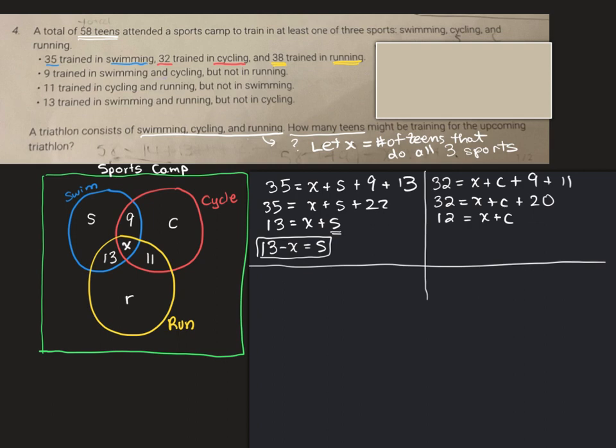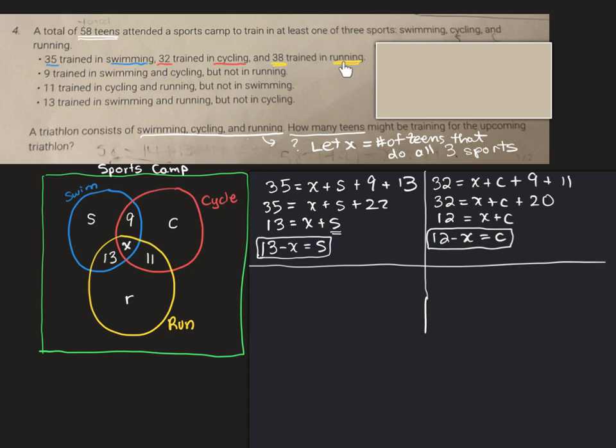And again, I'm going to want an expression with x in it, so I'm going to subtract x to the other side. And you'll see the method to my madness in a minute, why we want to have x in the expression and c and s isolated. Okay, let's go on to the next circle, running.